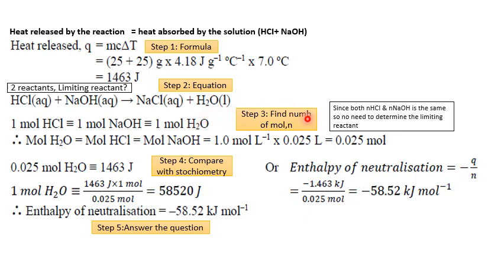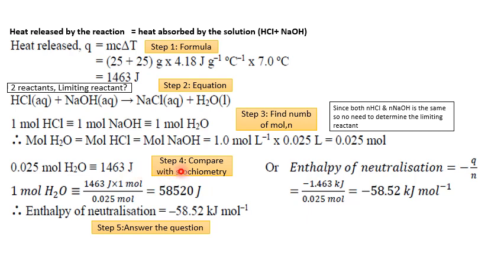Step 3, we need to find the number of moles by using n equals MV per thousand. M is 1 molar, V is 25 ml, which must be converted to liter, 0.025 liter. So the number of moles is 0.025 mole. Since n of HCl and n of NaOH are the same, we do not need to determine which one is the limiting reactant. So 0.025 mole of water produces this amount of heat.